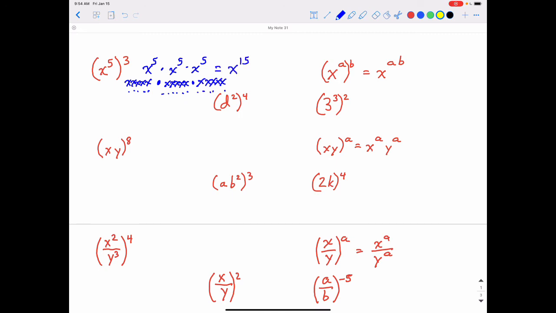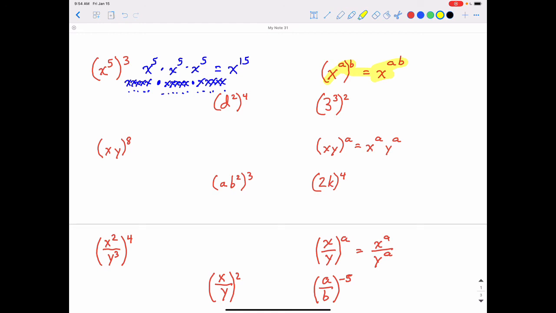Well, there's got to be an easier way to do that than write all those x's out. And the easier way is that if you have power of power, and that's what this is called, if you have two exponents sharing the same base, we're going to multiply those exponents together.